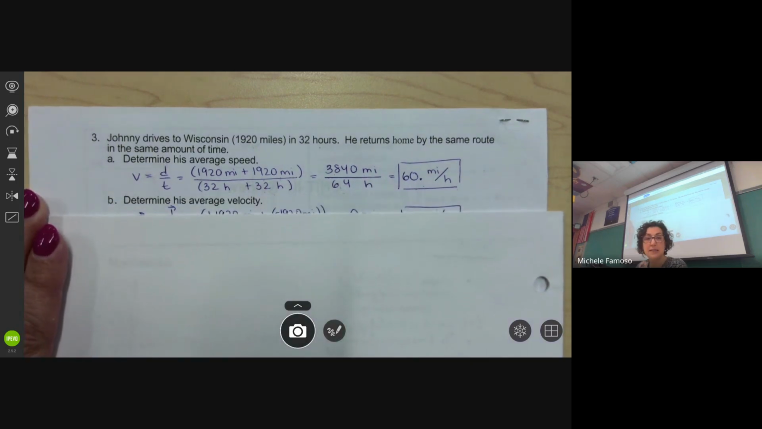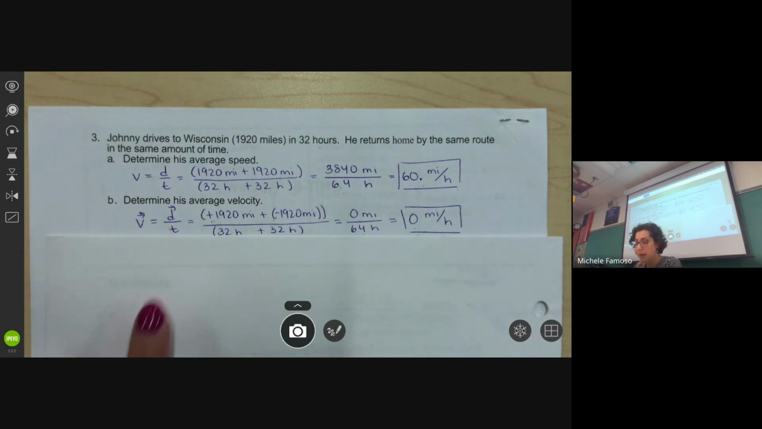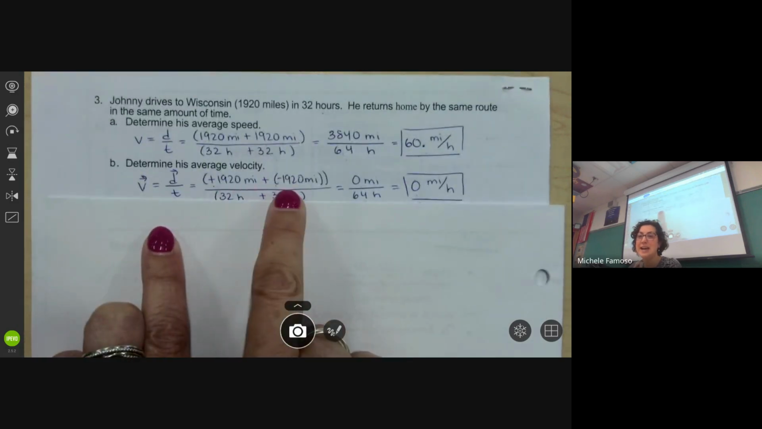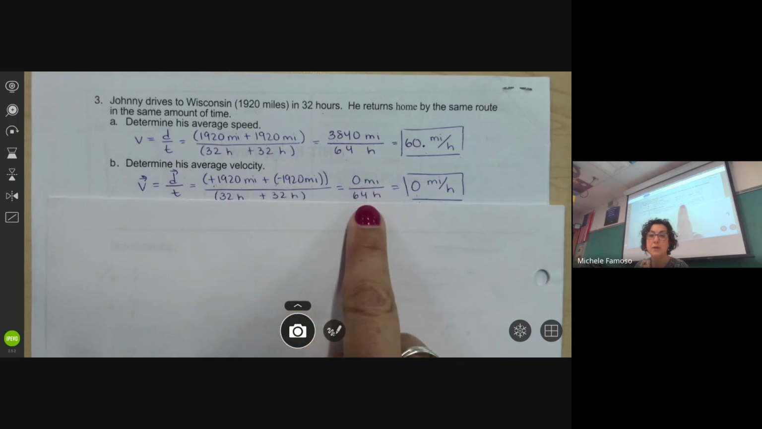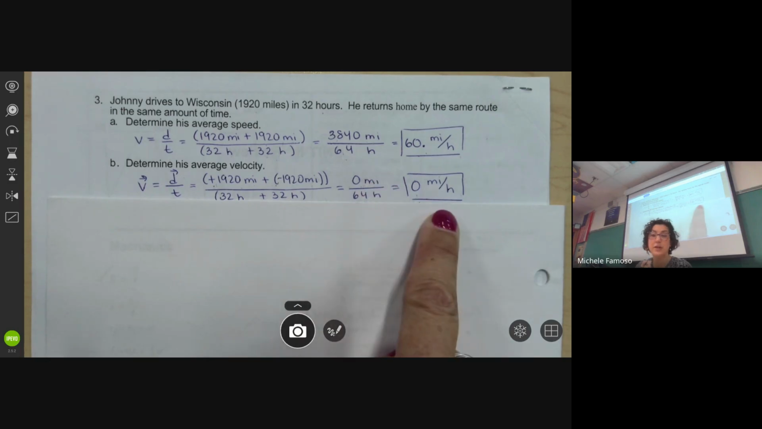What's his average velocity? It's 0. That's because his position did not change. He started at home, he ended at home. The displacement is 0 miles. And he did that in 64 hours. So 0 divided by 64 is 0.